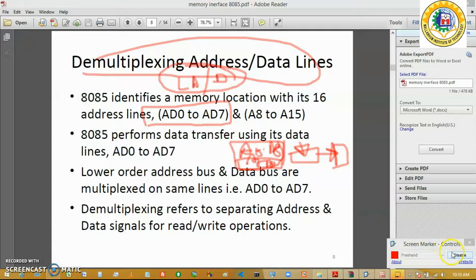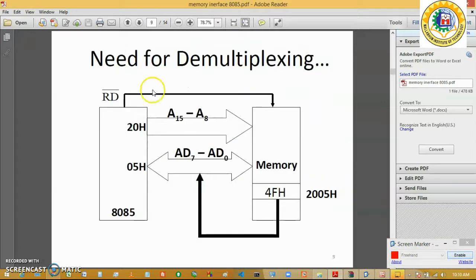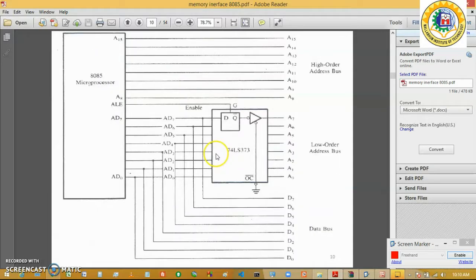Now this is the demultiplexing circuit. This is the latching circuit. Latching circuit means whenever the ALE signal is high, the higher order address bus and the lower order address bus are going to be latched, going to be stored somewhere, and whenever the ALE signal is low, this is used as a data bus. This is the whole demultiplexing circuit.